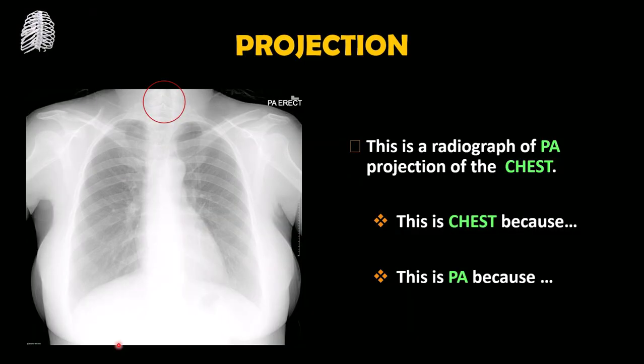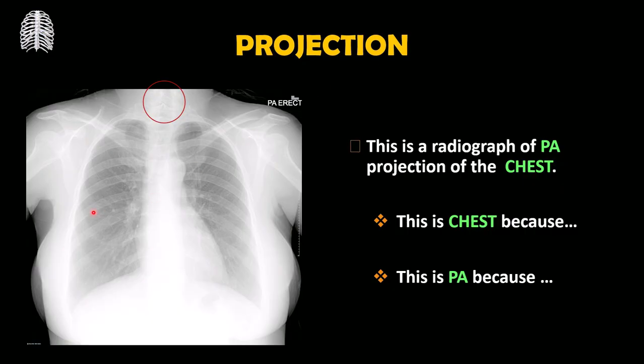First and foremost, let's start with the first P, which is projection. This image shows a radiograph of PA projection of the chest. This is chest because the thoracic vertebrae is at the midline of the radiograph. Besides, the entire lung field showing the apices, the lateral lungs, and costophrenic angles are included in this radiograph. This is a PA because we can see that both lungs are seen bilaterally to each other.